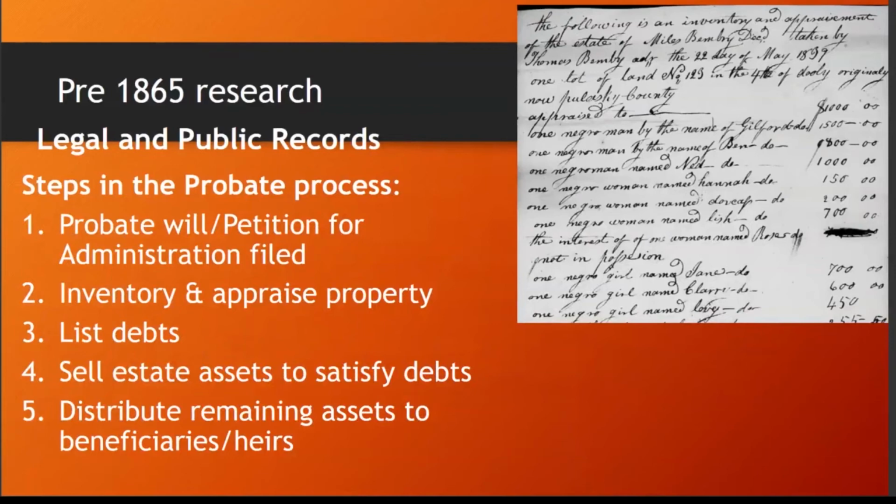So step one is you probate the will, which means take it to the probate court, or if there is no will, you file a petition with the probate judge for letters of administration. Step two is to inventory and list all the property and appraise it, see what it's worth. Step three, you're going to list the debts owed by the person who died. Step four, they're going to sell the estate assets to pay off the debts. And then the last step is to distribute the remaining assets to the will beneficiaries if there was a will, or to the heirs at law if there was not a will.